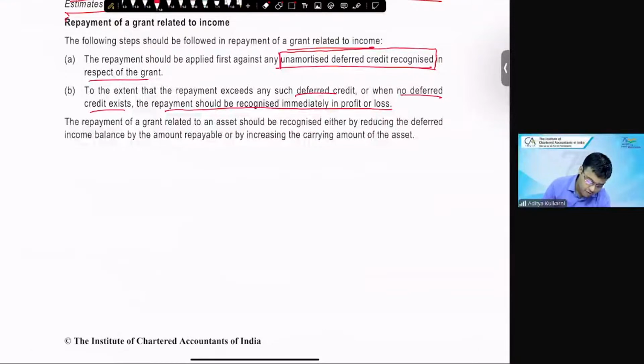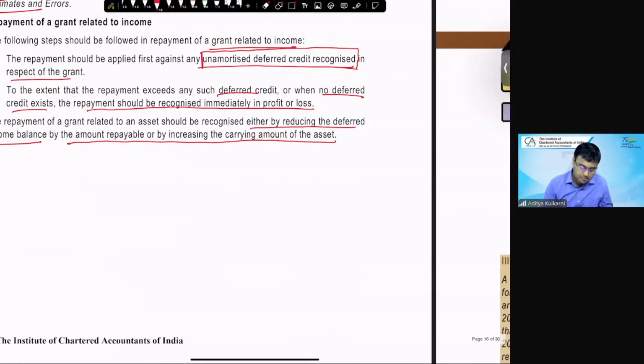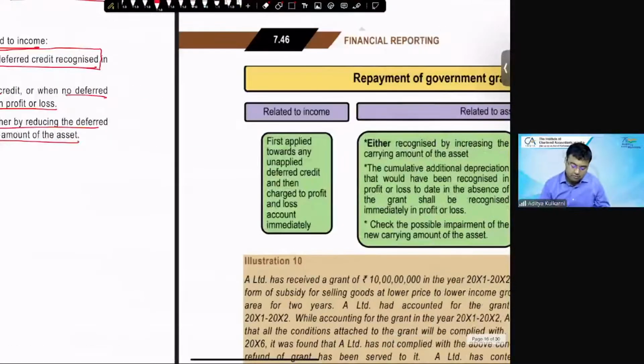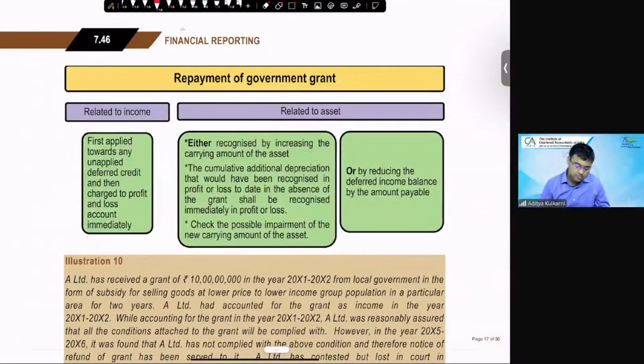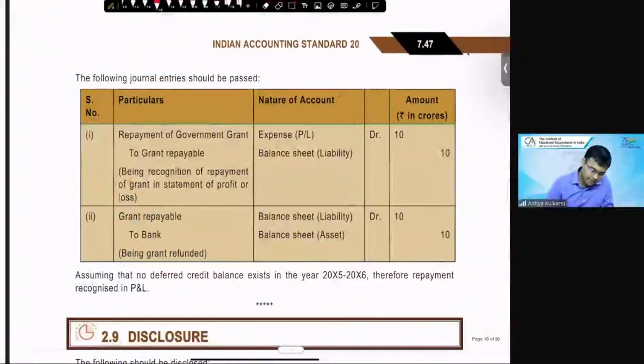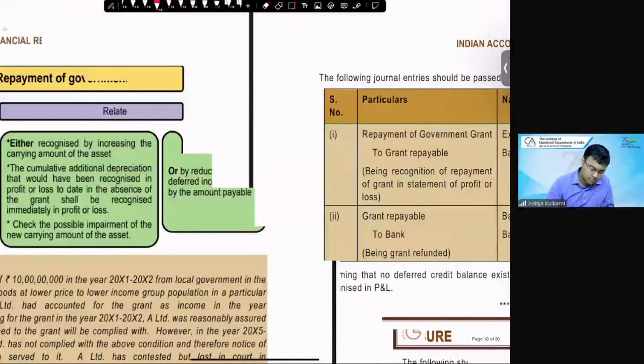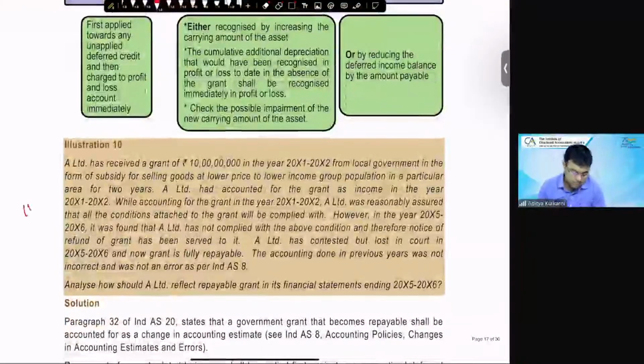The repayment of a grant related to an asset should be recognized either by reducing the deferred income balance by the amount repayable, or by increasing the carrying amount of the asset. Okay, so fairly simple. Repayment of government grants. This one you can take for homework.